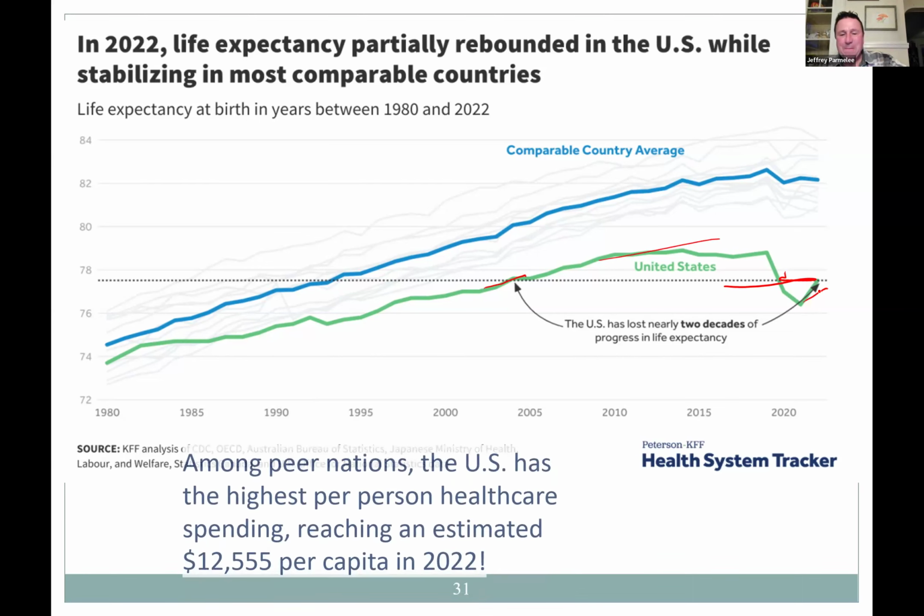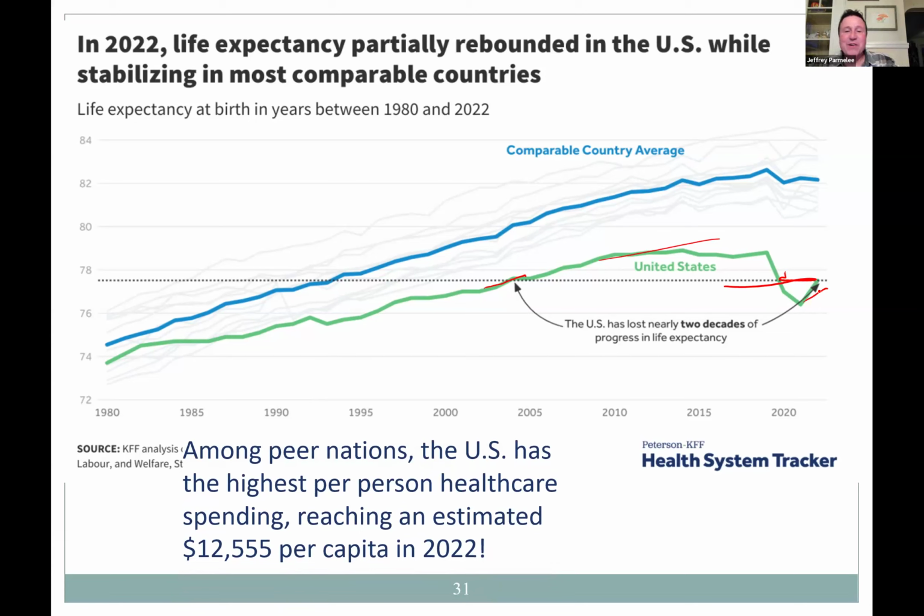And looking at peer nations, other richer countries, you can see we spend the most per person. Almost 13 grand per person in 2022. And yet we do not have the best healthcare. It's for profit here. People take the money at many, many levels, insurance companies, all this. So it's a whole other discussion.